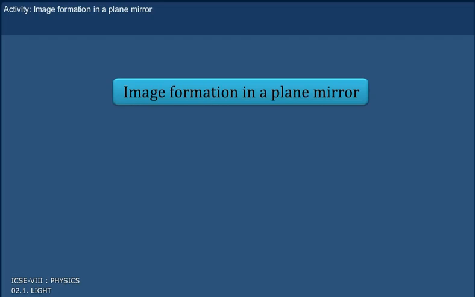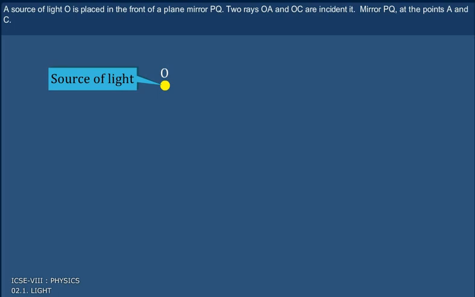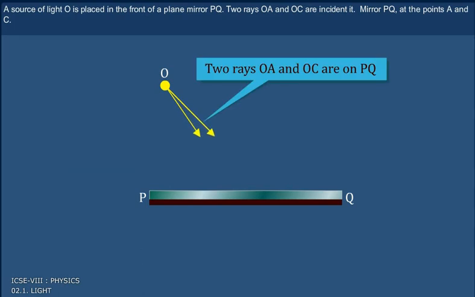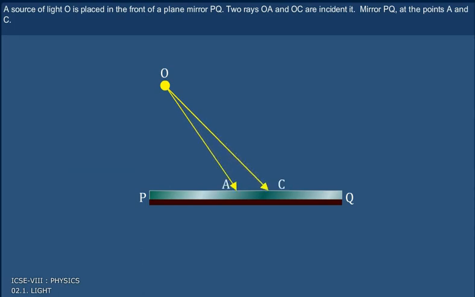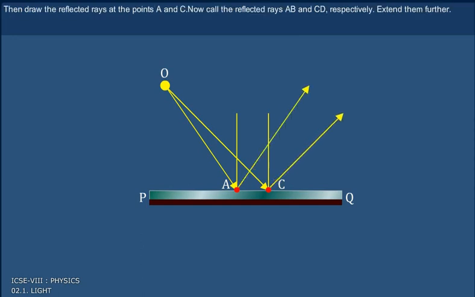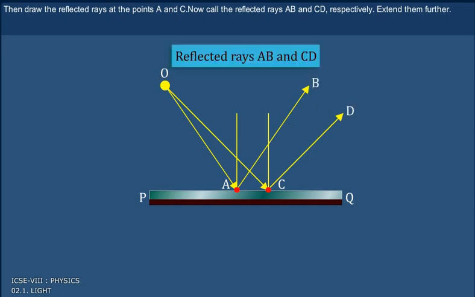Activity: Image formation in a plane mirror. A source of light O is placed in front of a plane mirror PQ. Two rays OA and OC are incident on the mirror PQ at the points A and C. Then draw the reflected rays at the points A and C. Now call the reflected rays AB and CD respectively.